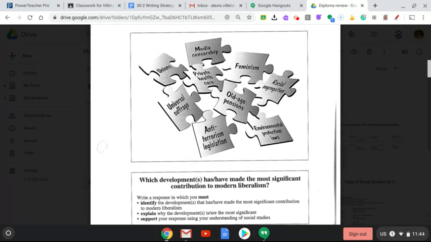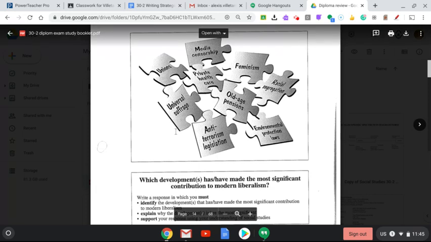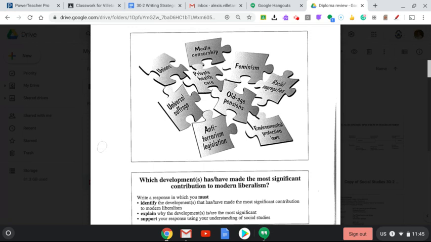So when you get a WRA1, the first thing you want to do is look at the question. For this one, it says, which development has made the most significant contribution to modern liberalism? You may not have learned about modern liberalism if you are listening to this tutorial yet, but this question, regardless of which course you are in, is going to have some right answers and some wrong answers. Your first task is to go up into these terms and circle the ones that you know are potential answers, crossing out the ones that you know are incorrect.